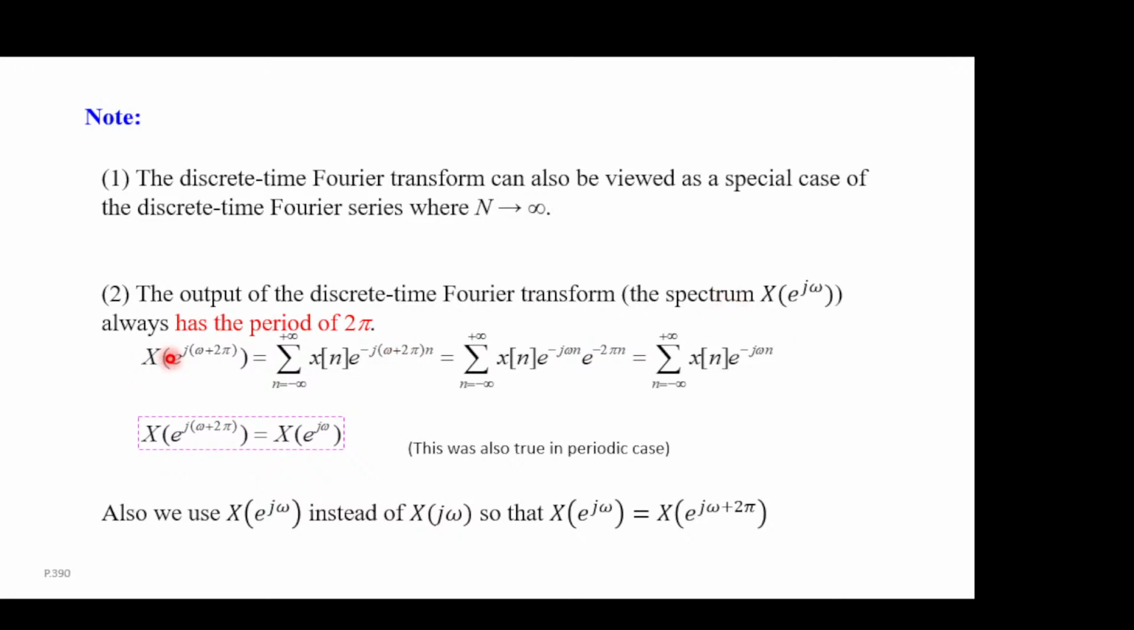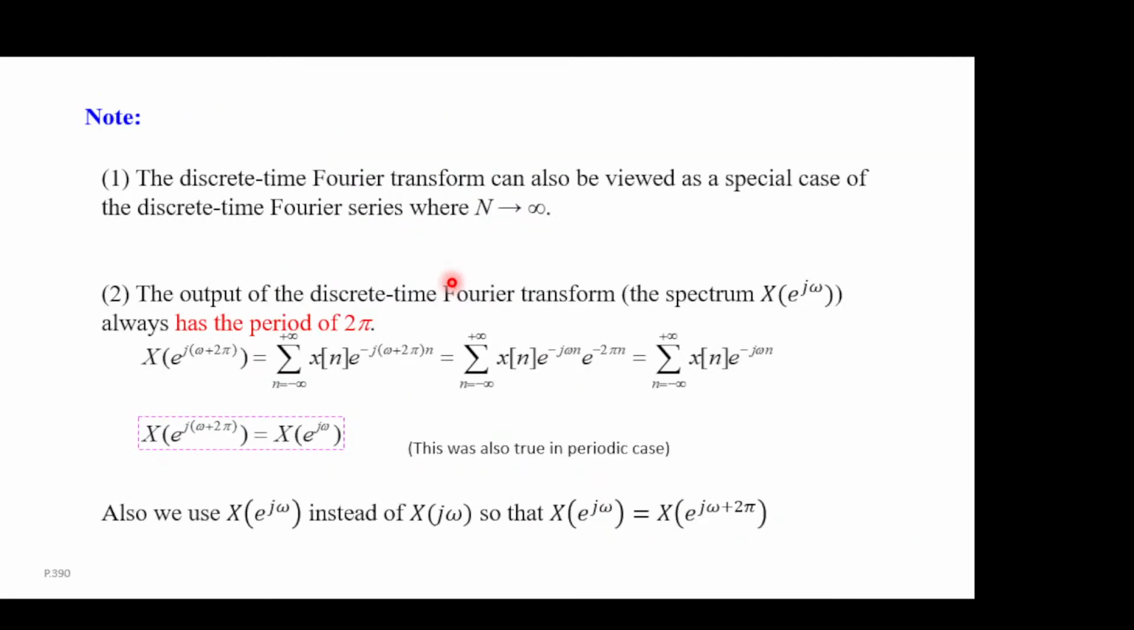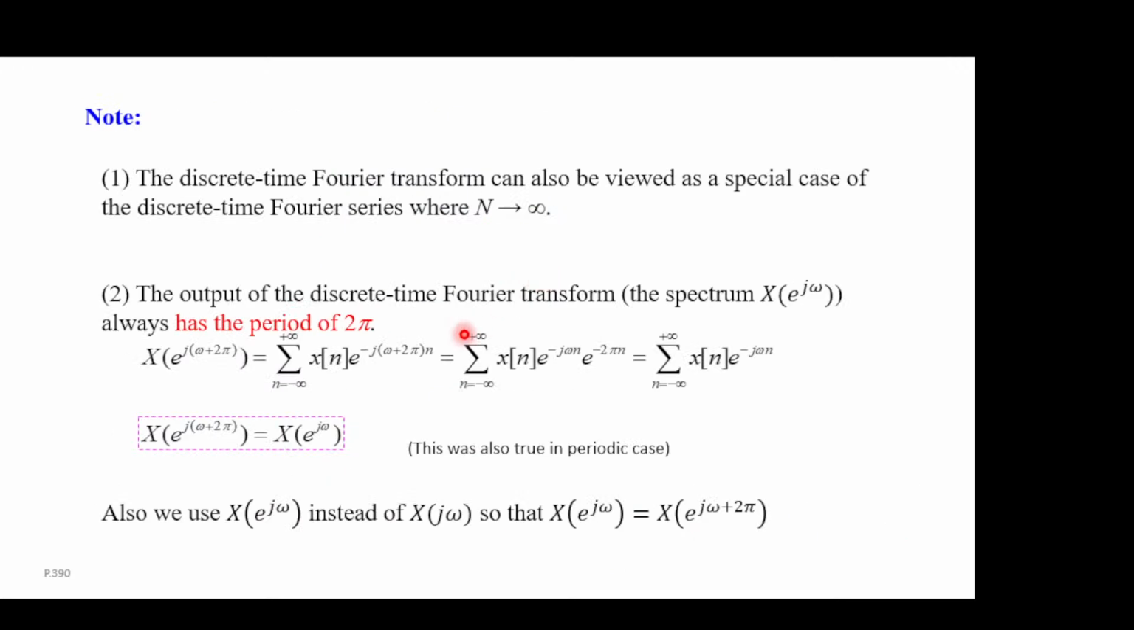And the proof is just as before. You change omega to omega plus 2 pi, and you can pretty much use any equation, but here we use the analysis equation, so how you calculate big X from small x. The only omega-dependent part is this e to the minus j omega n in here. When you change omega to omega plus 2 pi, you get e to the minus 2 pi n j. I got a mistake here.